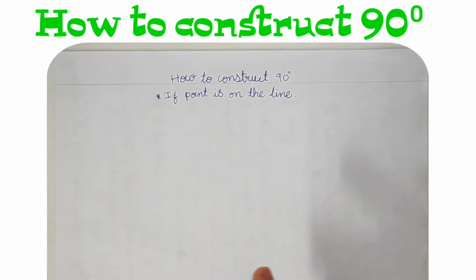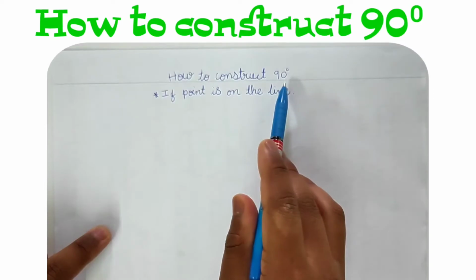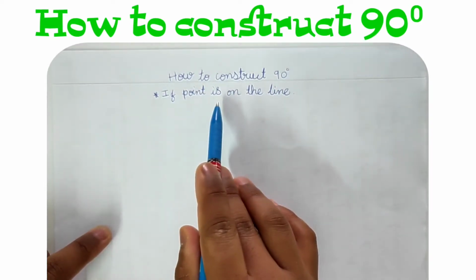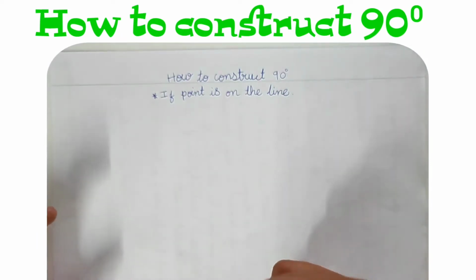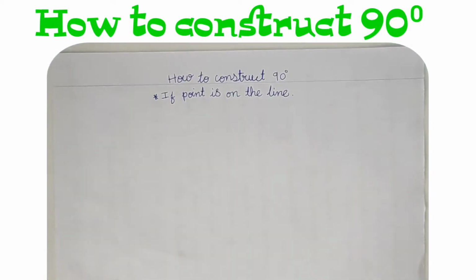Today I will show you how to construct 90 degree if point is on the line. How to construct 90 degree if point is on the line. Let us begin.